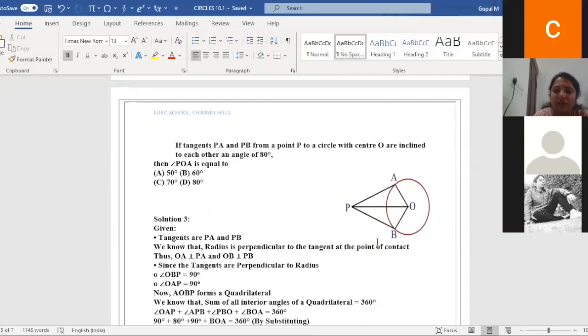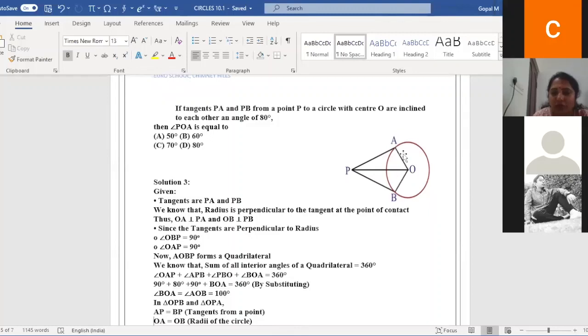Am I clear, children? Yes, ma'am. Same thing what we discussed here. Sum of all the four angles is equal to 360. Here this angle APB they gave 80 degree. PA and PB from a point P to a circle with center O are inclined to each other at angle 80. So this angle P, complete angle P is 80 they gave. We know that angle OAP is 90, angle OBP is also 90.